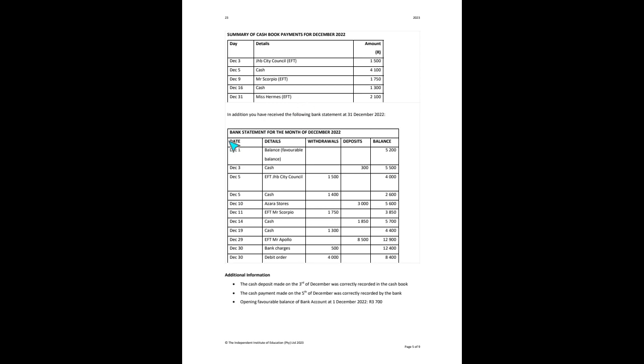And then our bank statement as at the 31st of December. This was the 1st of December's bank balance according to the bank, remember. And this is the closing December bank balance according to the bank, because this is the bank's record of our bank account. Here's the additional information that I said please pay attention to. Make sure you read that and you know what to do with that.